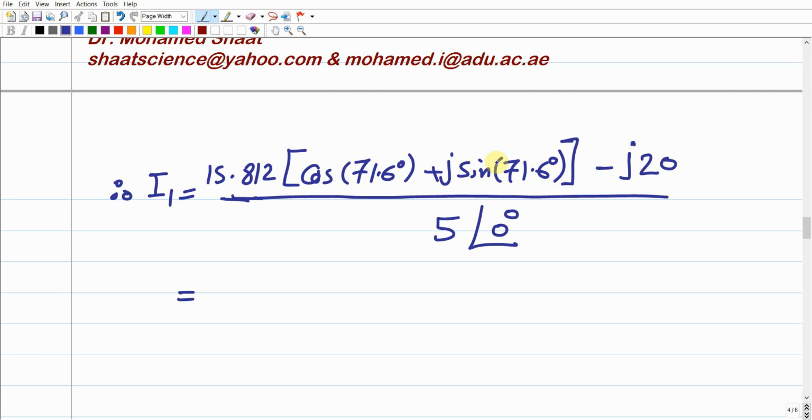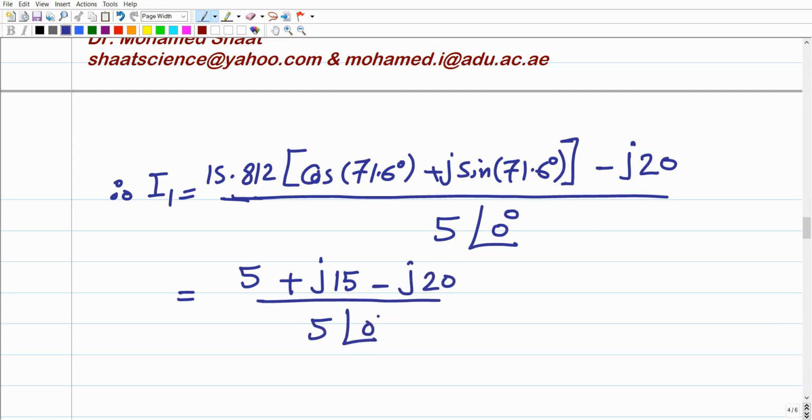So if we do the calculations, we end up with 15.812 times the cosine of 71.6, which gives us 5. If we do the calculation for the imaginary term, we also get 15, so this should be j15. And minus the j20, which is this other term, all of this should be divided by 5 angle 0 degrees. Then your objective is just to collect the j terms, so this gives us 5 minus j5 divided by 5 angle, how much? Angle 0, right?